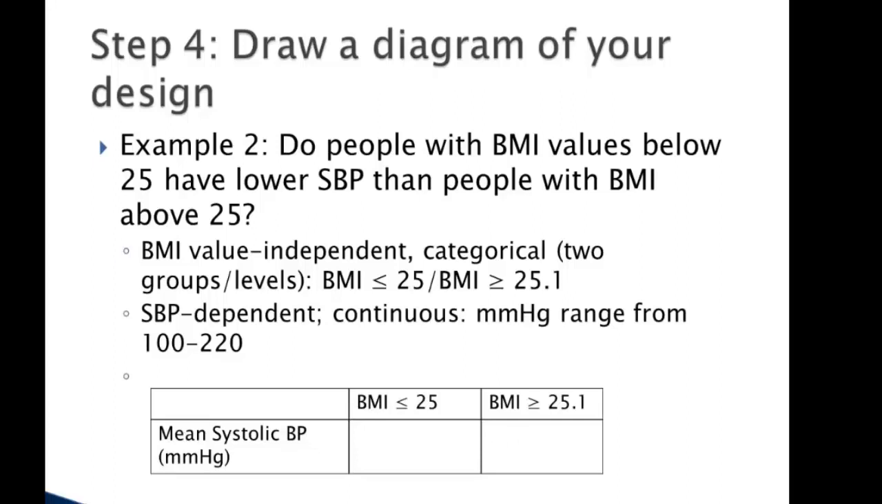Okay, and we label this as our mean systolic blood pressure, and we're comparing that mean systolic blood pressure for people with this level of BMI versus the people with this level of BMI. And so that's how we can fairly easily diagram out what we're trying to accomplish. It's going to be very helpful to visualize what it is you're trying to do. And we'll go through some more examples later on in the presentation.